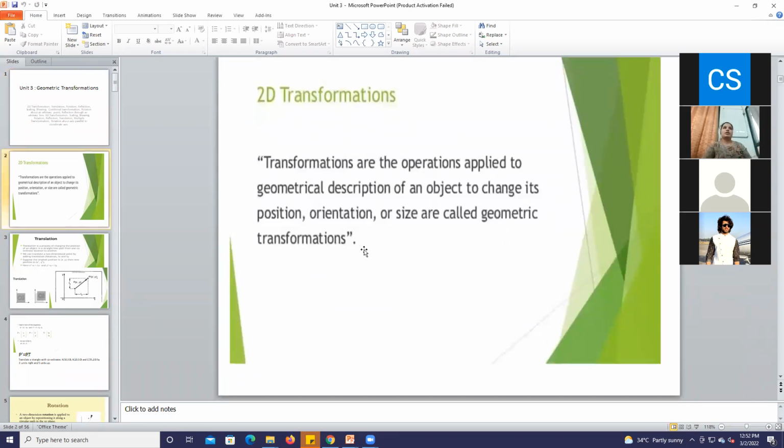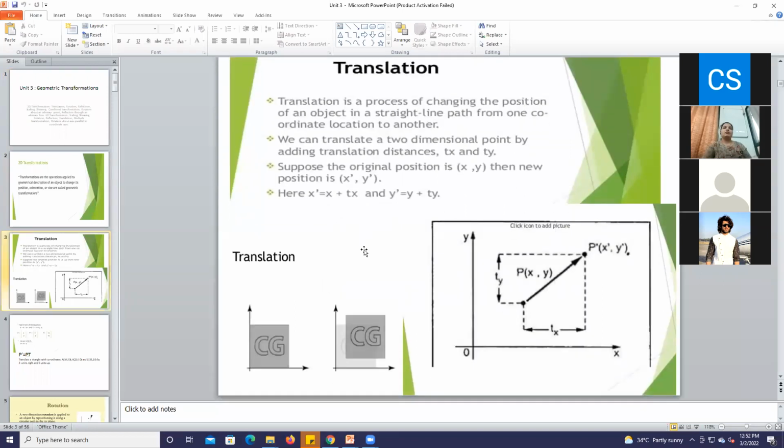So let us have a look at those PPTs. We know that translation is changing the position of the object in a linear way. So in one line, we are changing the position. x dash is nothing but original x plus this tx distance. y dash is your original y value plus ty distance. Those are the translation factors along x and along y direction.